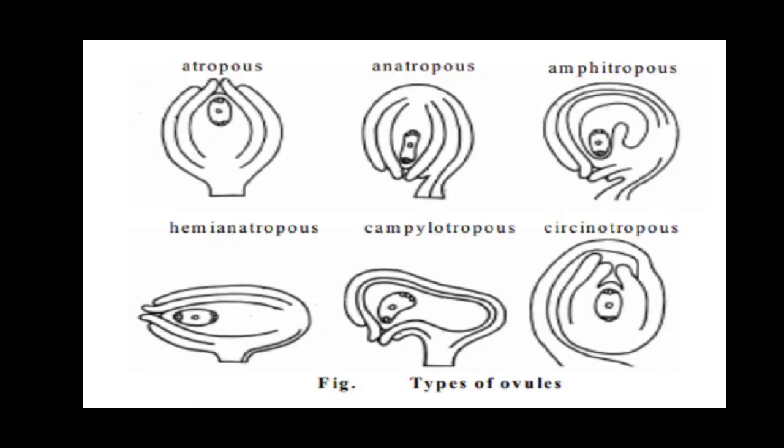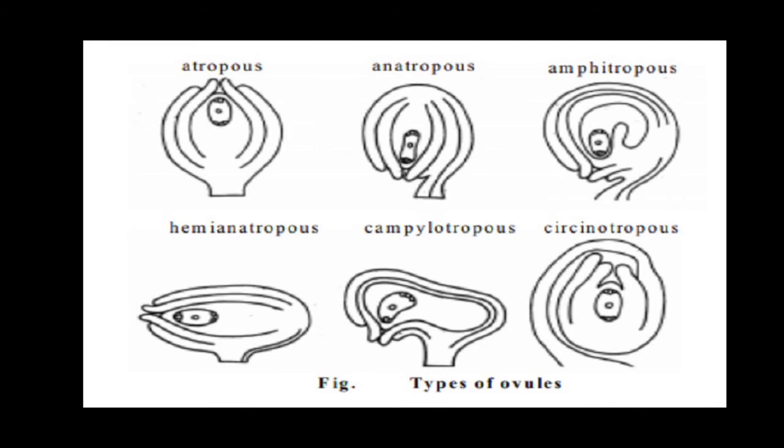Lastly, depending on the relative position of the funiculus, the chalaza, and the micropyle of the ovule, ovules can be designated into different categories. This is actually shown here as 6, but there are 5 to 6 categories that we can distinguish.